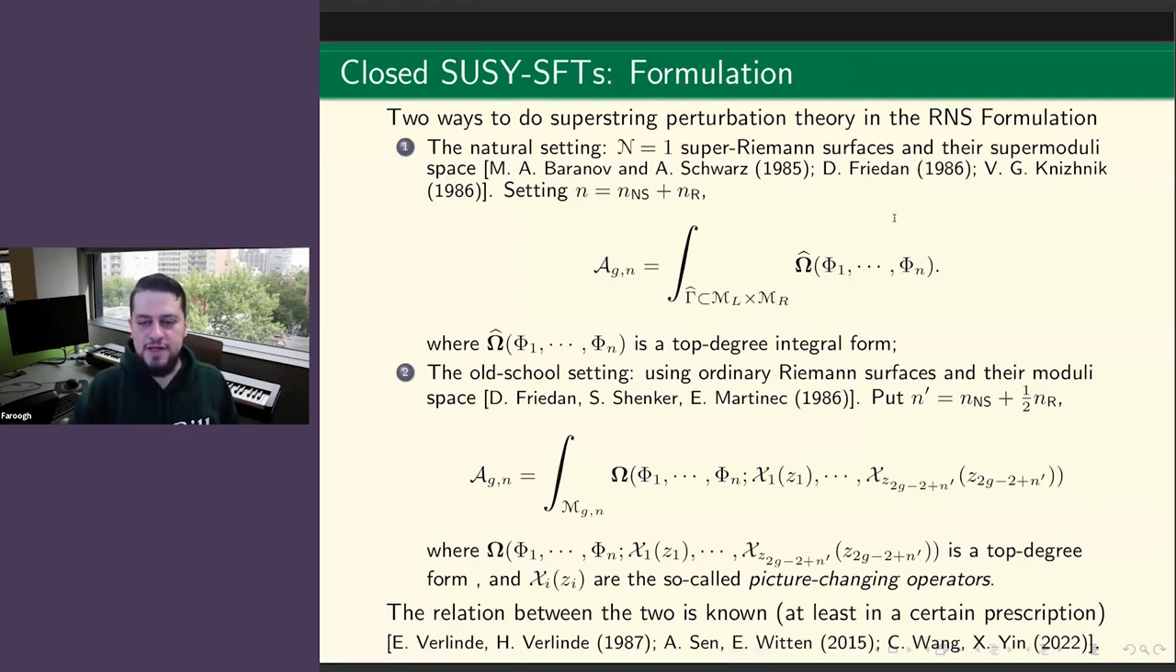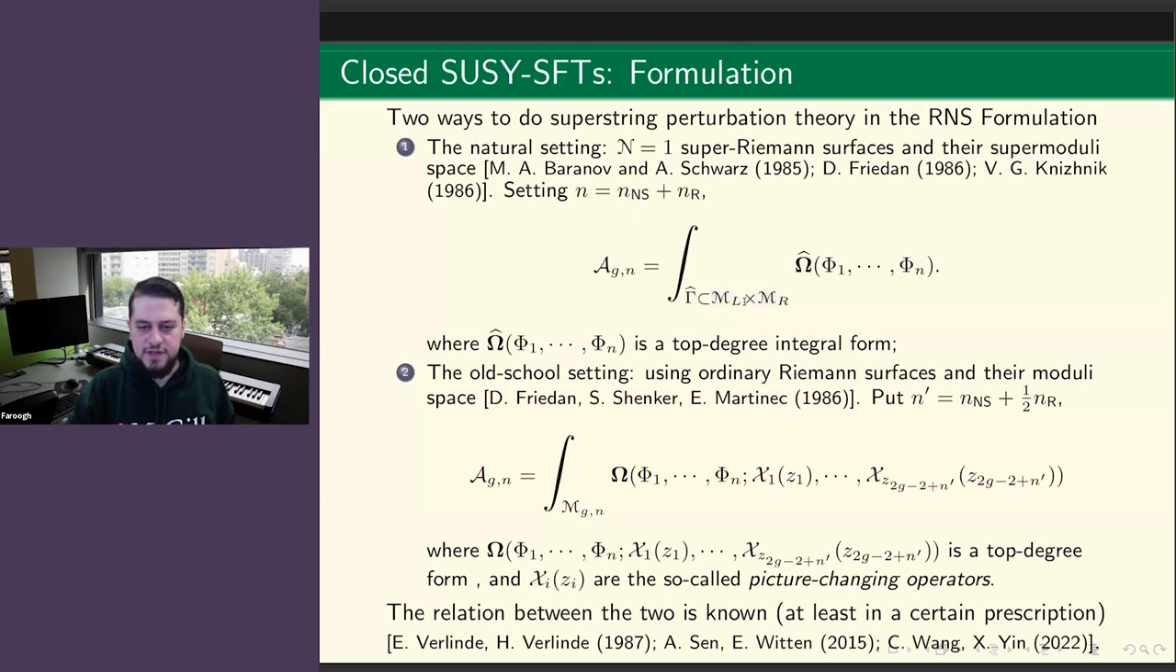So there are two ways to do string perturbation theory for supersymmetric string theories in the so-called RNS formulation. The natural setting, because these are supersymmetric theories, is using N=1 super Riemann surfaces and their super moduli. In this formalism, the amplitudes are computed by integrating a certain top degree integral form over an integration cycle inside a product space.